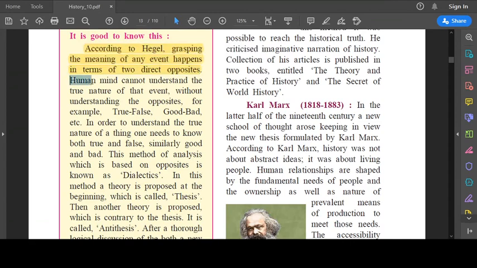Second one, human mind cannot understand the true nature of that event without understanding the opposites. For example, true, false, good, bad, etc. Third, in order to understand the true nature of a thing, one needs to know both true, false, similarly good and bad. That's your third point. Then fourth one. This method of analysis, which is based on opposites, is known as dialectics. So 4 points. That is answer 2.1.